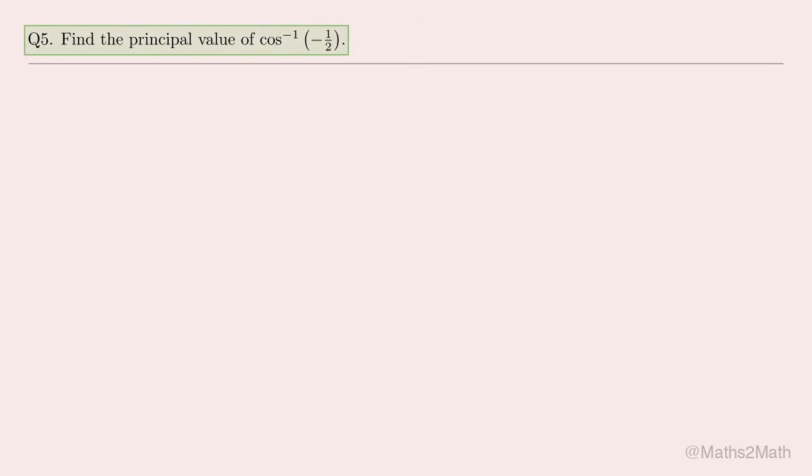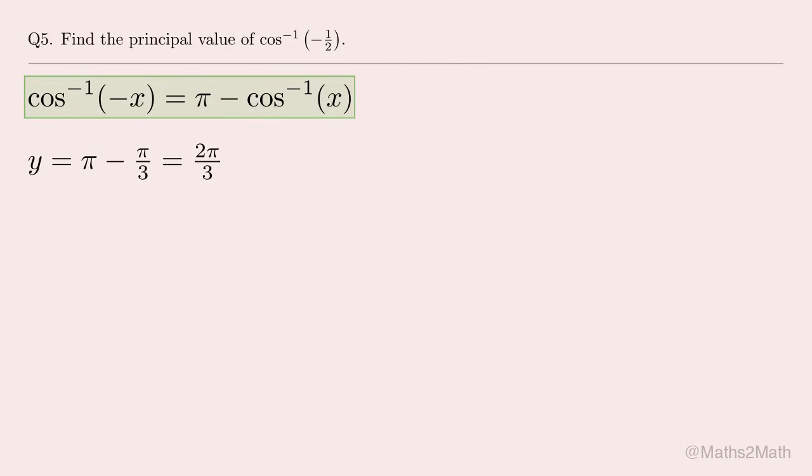Question 5. Cosine inverse of minus 1/2, and here is where cosine behaves differently from sine. Cosine inverse of a negative number is pi minus the positive answer. The branch 0 to pi has no negative angles in it. Cosine inverse of 1/2 is pi by 3, so our answer is pi minus pi by 3, which is 2 pi by 3.